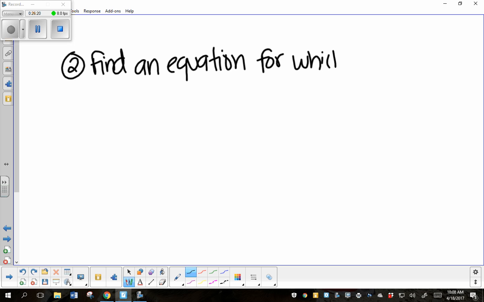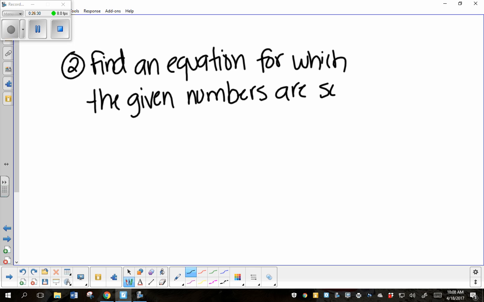Oh goodness. All right, find an equation for which the given numbers are solutions. I get scared knowing that you guys can drive in like 2 years. Oh goodness.